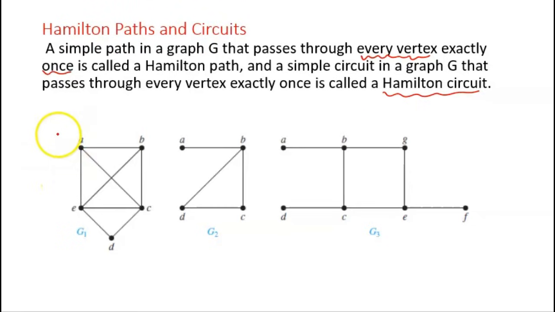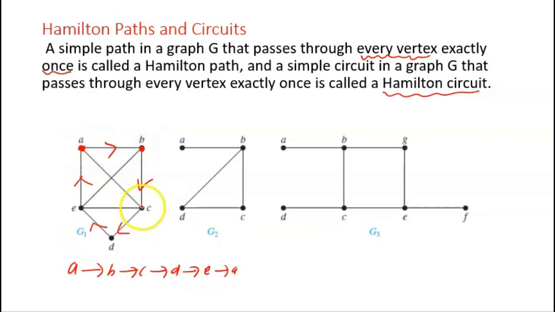If you look at this graph, I have taken 3 examples. Do we have a Hamilton circuit in G1? Clearly we can see that in G1 we have a Hamilton circuit. We can start at A, go to B, B to C, C to D, D to E, and then E to A. And I repeat again, when I say Hamilton circuit, I have to touch every vertex exactly once. So I started at A, went to B, then to C, then to D, then E, and then went back to A. So there is a Hamilton circuit here.